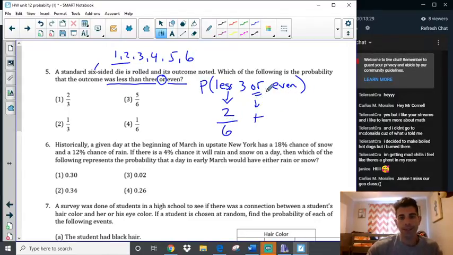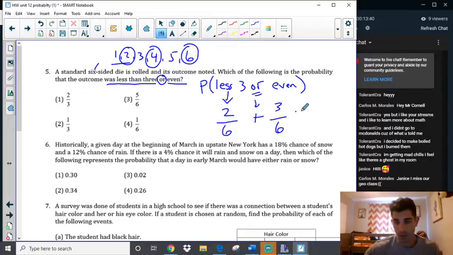Or we add even. Who is even? 2 is, 4 is, and 6 is. So that's 3 out of a total of 6 sides. But remember, with OR, you have to subtract the end, right?